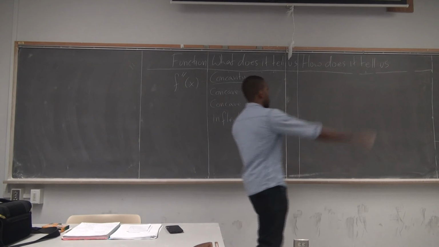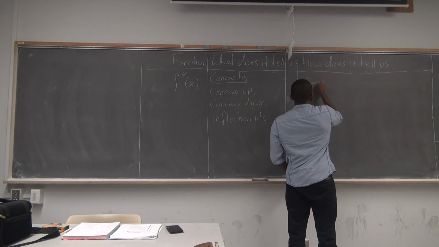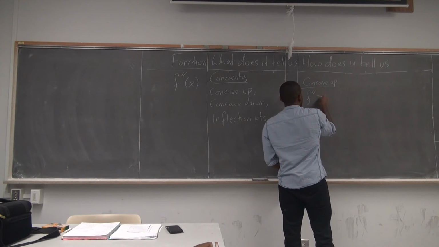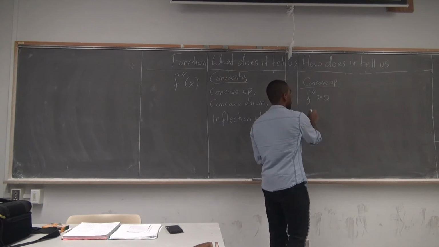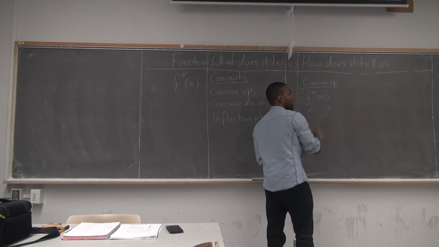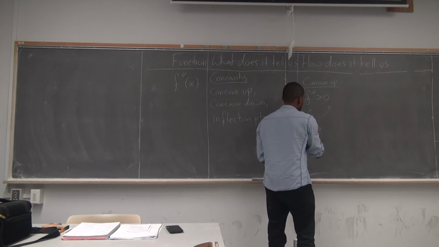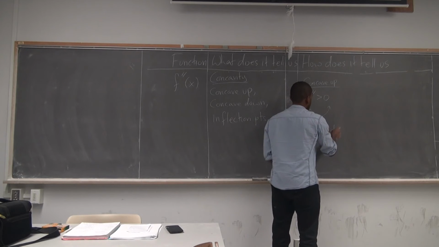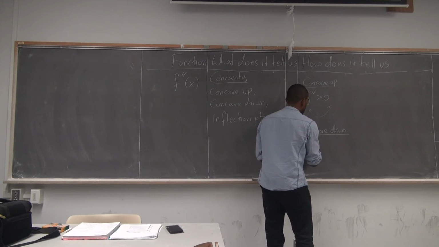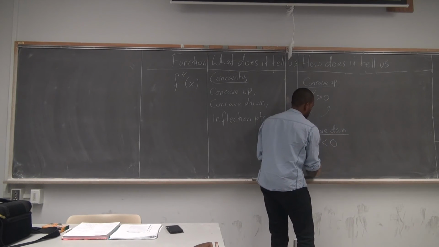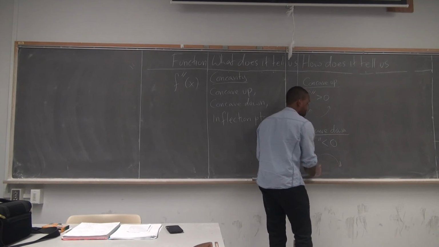How does it tell us that information? Well, concave up means the second derivative is positive. That means you shape like a smiley face, up like a cup. Concave down means the second derivative is negative. That means you shape like a frowning face.